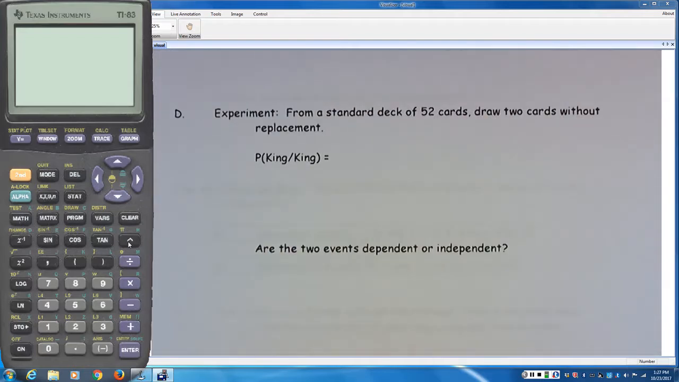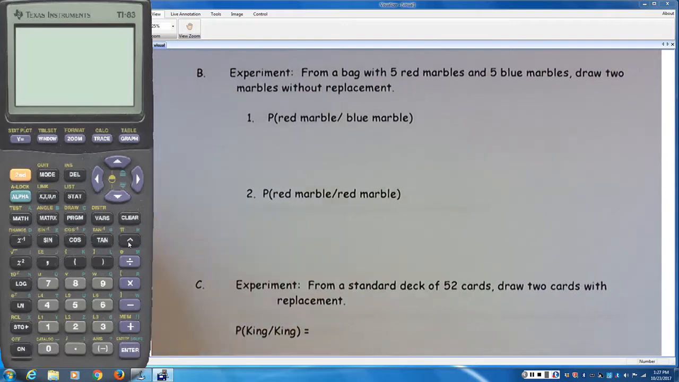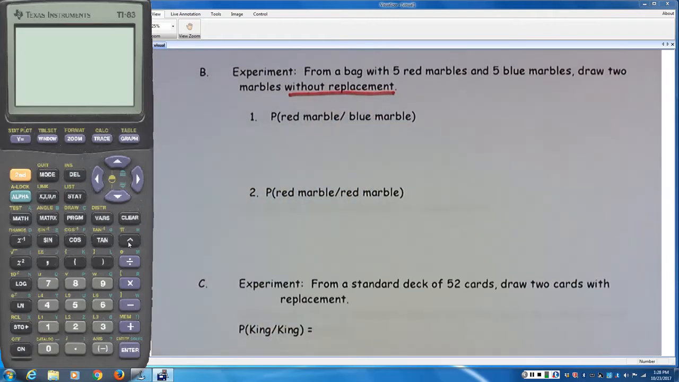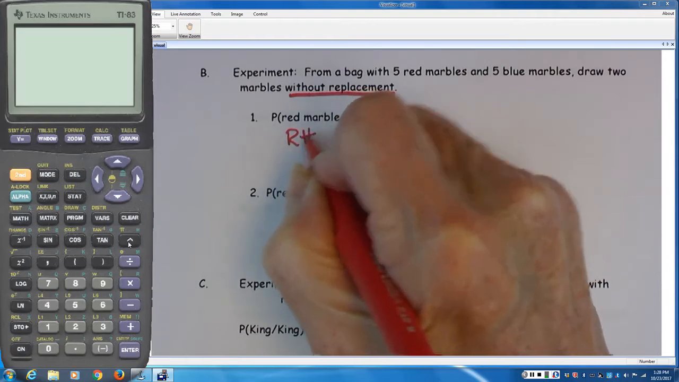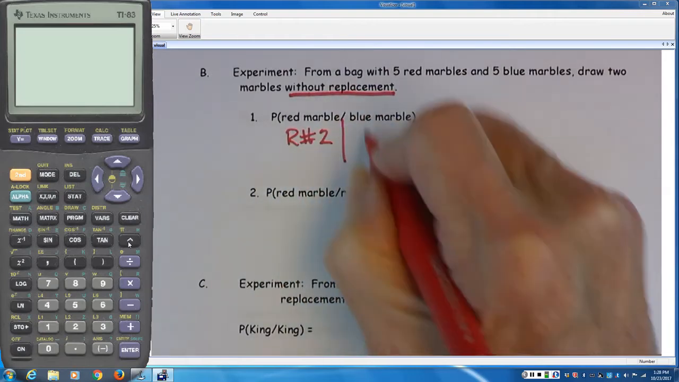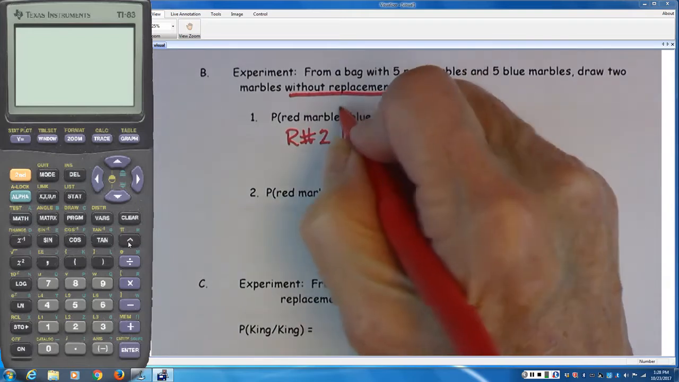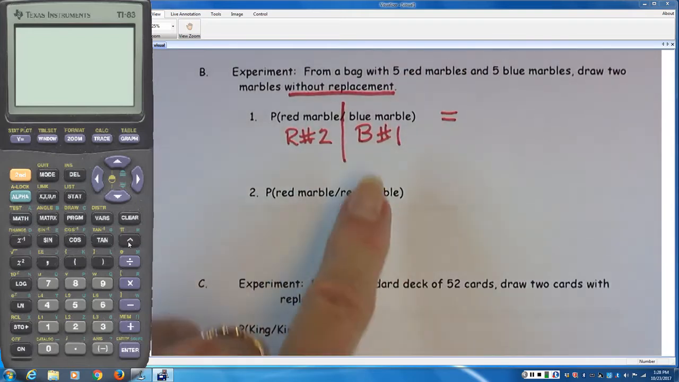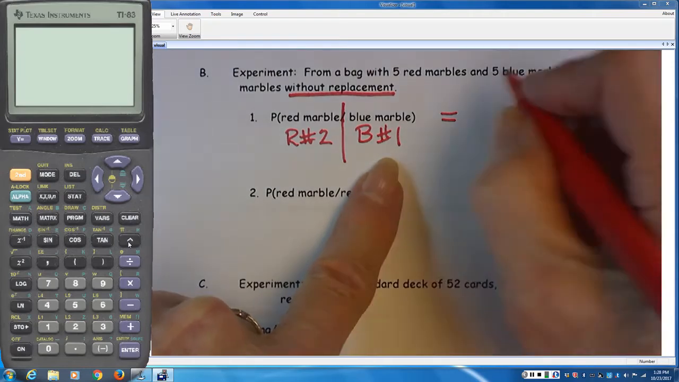So go to the next page. Look at the key difference here. Without replacement. Probability red number 1, or I'm sorry, red number 2, given that blue was number 1. What's the probability you draw the blue one? 5 out of 10 or 1/2.